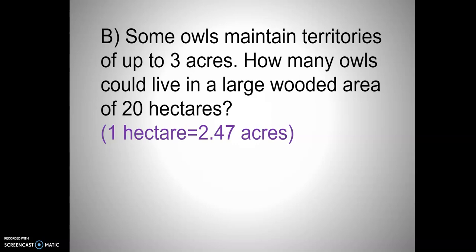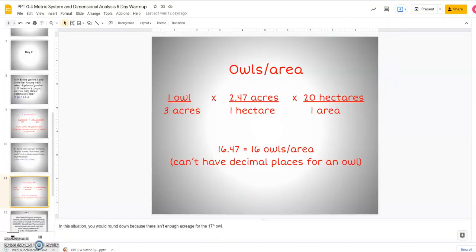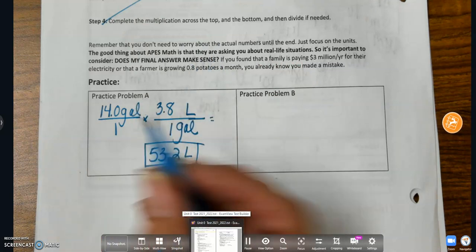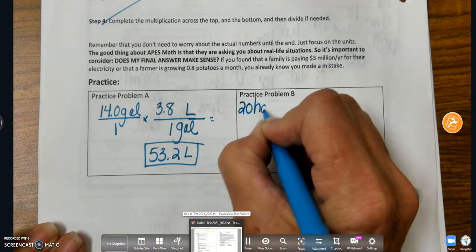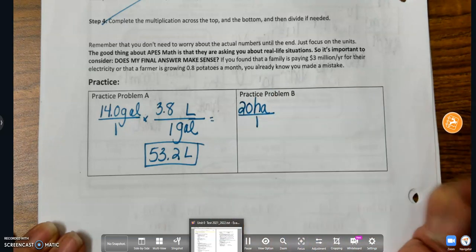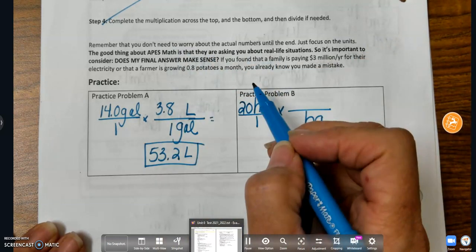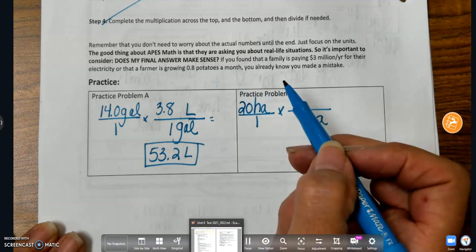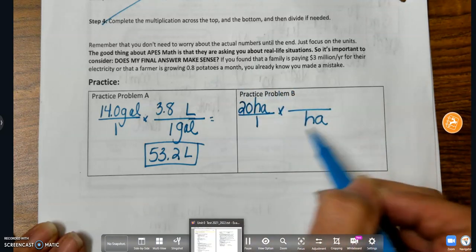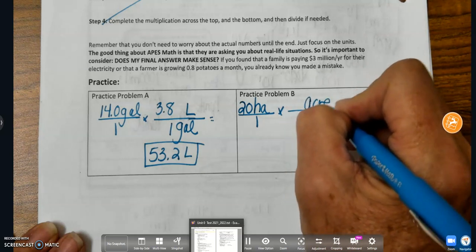Now when I look at this problem, of course I don't want to start with my hectares and my acres. But to me it says how many owls could live in a large wooded area of 20 hectares. So I looked at 20 hectares as my given. All right. So let's put this here. If that is my given, then I'm going to put 20 hectares over 1. I don't want hectares. I want to go to acres because I know owls in terms of acres. I know how many owls I have per acre, so I need to go from hectares to acres.